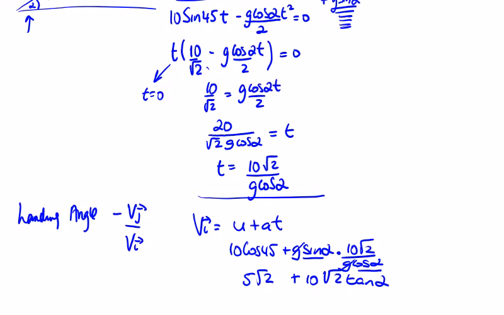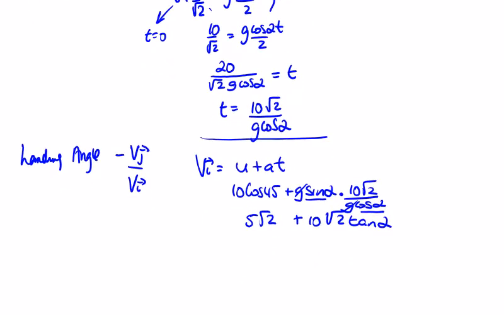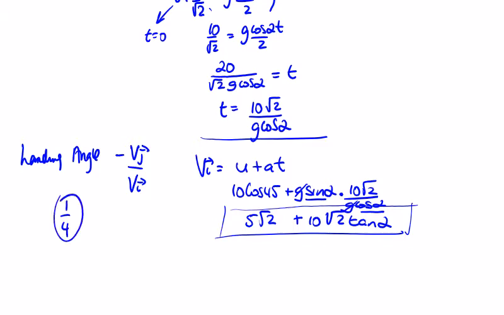5 root 2 plus 10 root 2 tan alpha. That's my velocity in the i direction. So we have a value for this, it's equal to 1 over 4. So let's get the velocity of j. We should be able to simplify it down then.